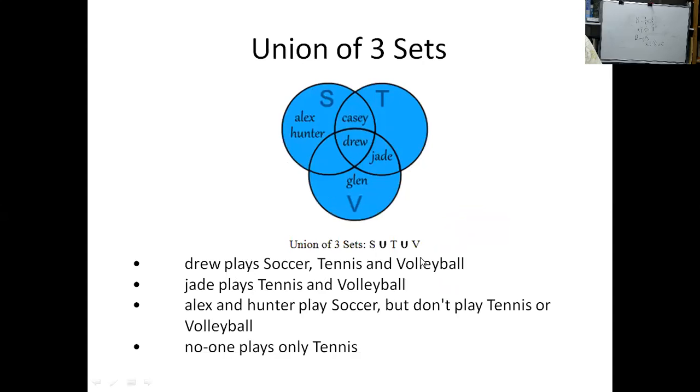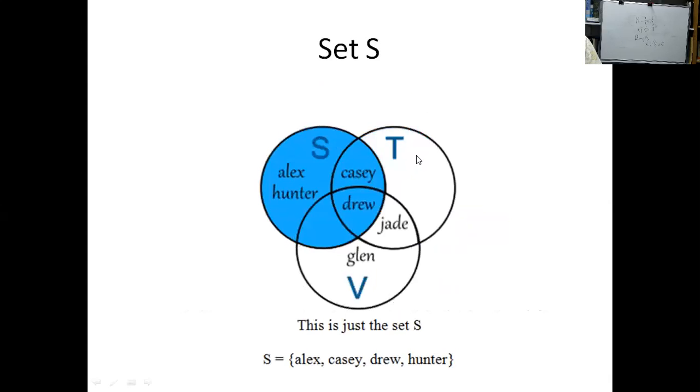And no one plays only tennis. Everybody plays tennis plus something else. Okay, as you can see, Jade is in tennis and also in volleyball. Drew is in tennis, volleyball, and soccer. Let's look at set S. It is Alex, Hunter, Casey, and Drew. This is just a set. It's Alex, Casey, Drew, and Hunter.